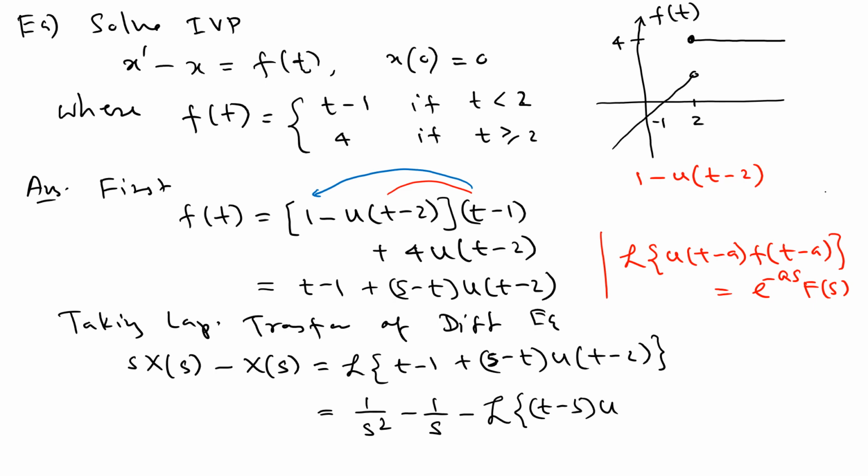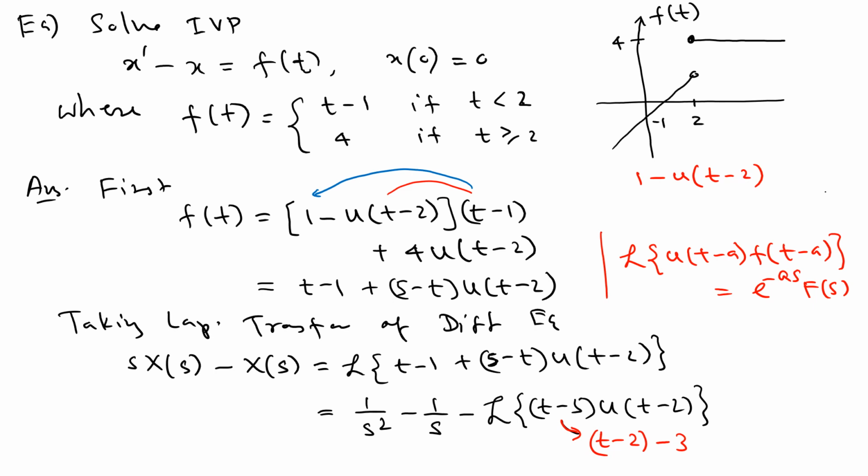u(t-2), u(t-2). So the goal is to rewrite this function using a t minus 2 term, because this simply equals t minus 2 minus 3. We can write it like that. Okay, negative 5 means negative 2, negative 3. So that's the trick. So we can write that part like that. Then we can use the shifting theorem for that.